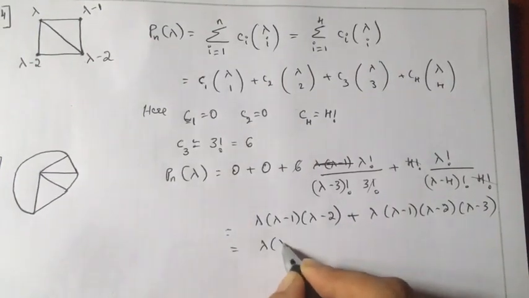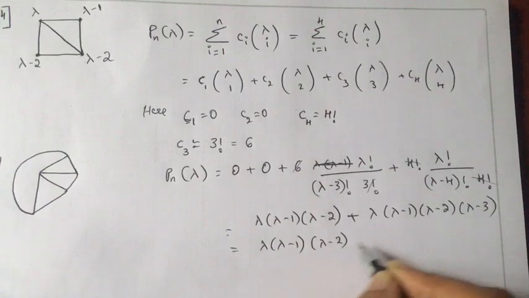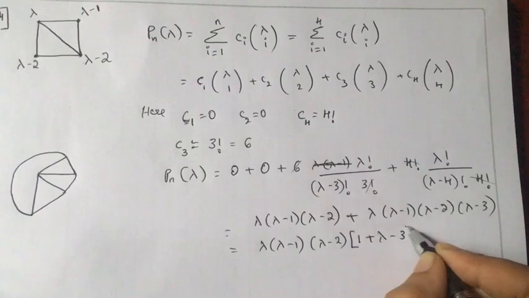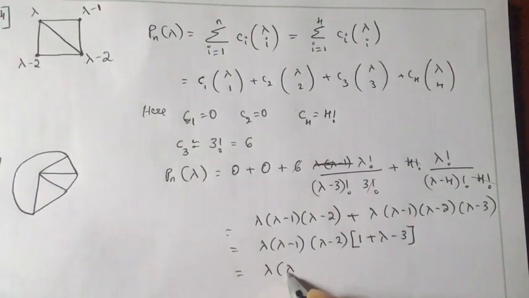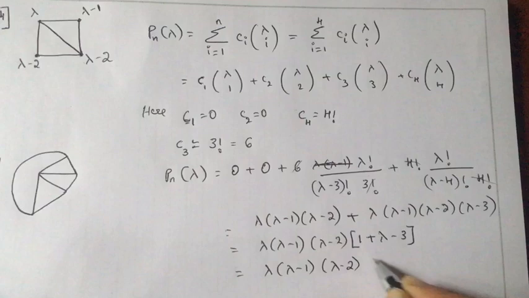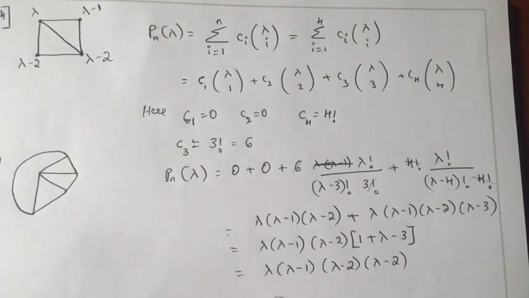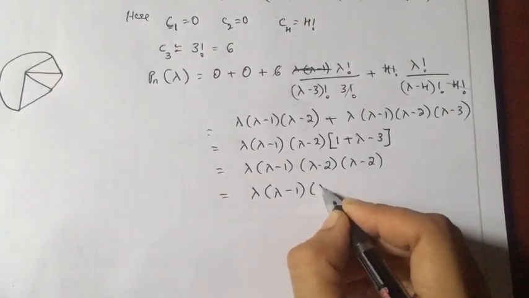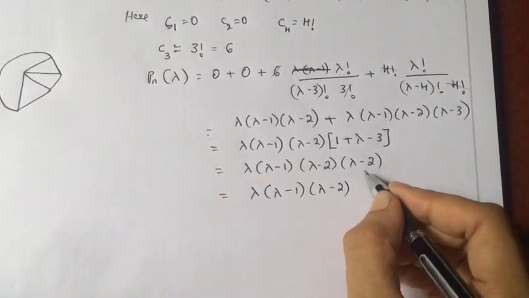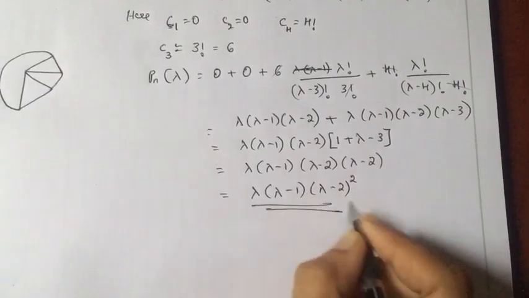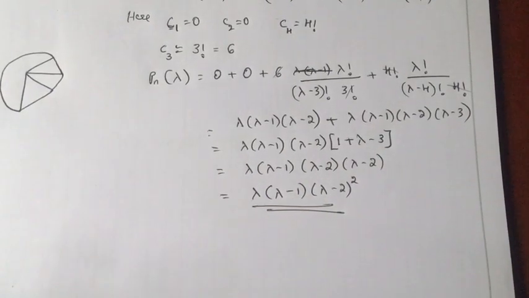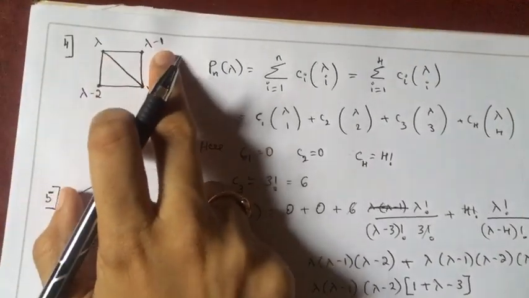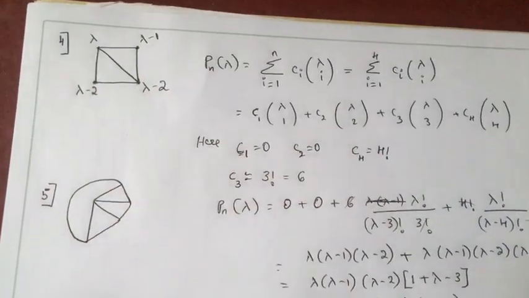Take out lambda minus 1, lambda minus 2 outside. Inside the bracket here, 1 plus lambda minus 3. So that is lambda into lambda minus 1, lambda minus 2, lambda minus 2, which is nothing but lambda into lambda minus 1, lambda minus 2 to the power 2. That is the same as lambda into lambda minus 1 into lambda minus 2 to the power 2.